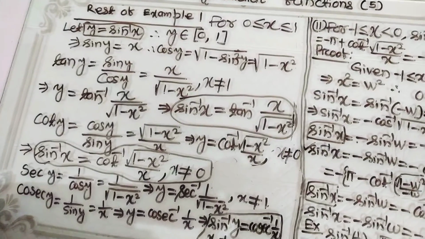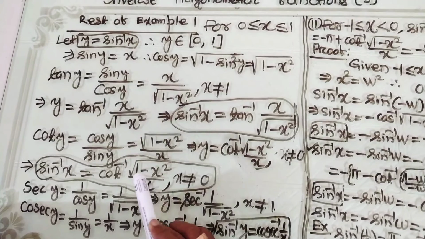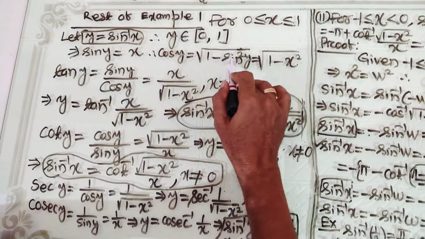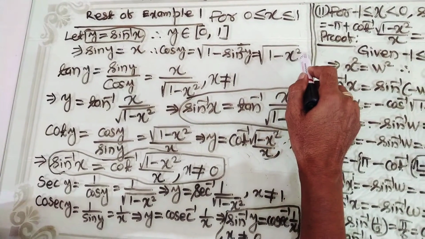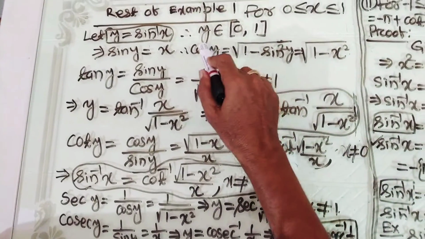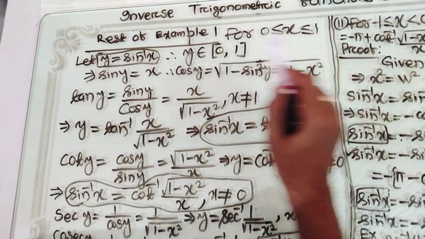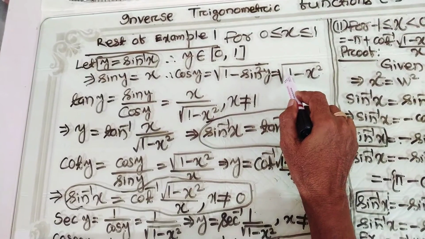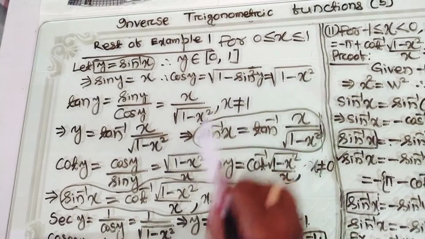So we have sine y equal to x. Therefore, cos y is equal to root over 1 minus sine square y, which is equal to root over 1 minus x square. Therefore, y is equal to cos inverse root over 1 minus x square. The value of y, sine inverse x, is equal to cos inverse root over 1 minus x square, as we have discussed earlier.